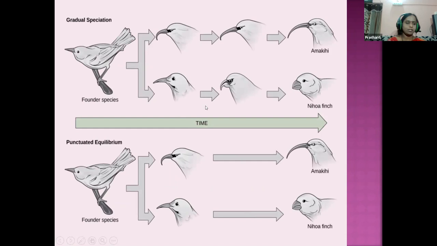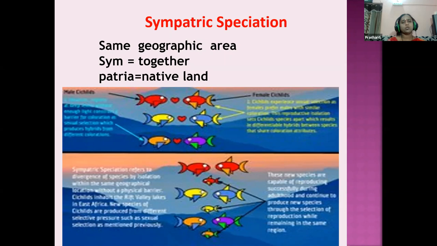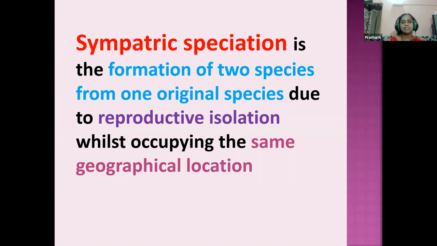Next comes sympatric speciation. These are living in the same geographic area. Sym means together, patria means native land, meaning they are living in the same native land, but they are reproductively isolated. So sympatric speciation is the formation of two species from the original, but these have been reproductively isolated though they are in the same geographical location. So these are reproductively isolated, but still in the same geographical location, which is called sympatric speciation.